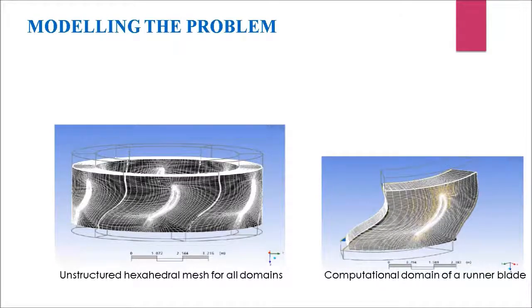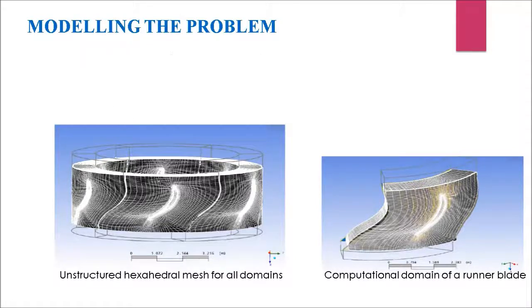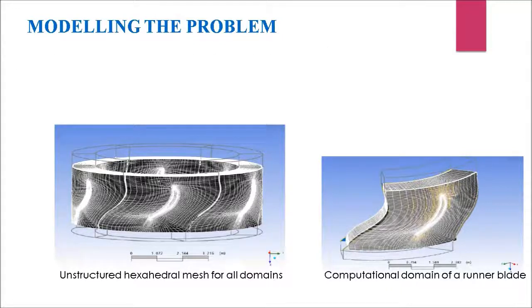The problem is modeled as turbulent and assuming an incompressible flow. We use the Reynolds average Navier-Stokes equation to solve the problem. The K-epsilon realizable enhanced model is used. Now coming to the question, why do we use K-epsilon realizable model? We use it as it is more accurate and has improved equation for epsilon. Also, it has variable coefficient of turbulent viscosity instead of a constant.